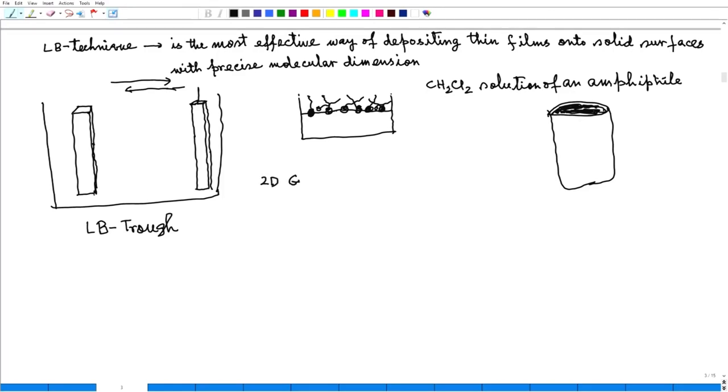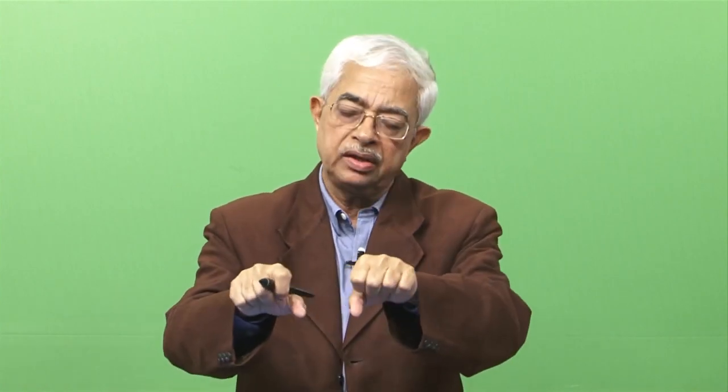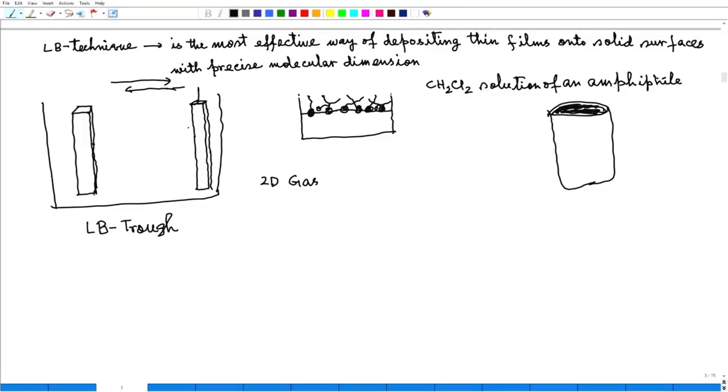2D gas. So what is a 2D gas? It is when the amphiphiles are well distributed, but they do not have an interaction between them. Why? Because one amphiphile's head is here, the other is there, they are far. They will interact only when they are very close. They will have repulsive interaction because both are hydrophilic, with similar charge. How do they become close? If I put my barrier towards this side, only a little bit is left. That means I am now shortening the area available to the amphiphiles. The barrier was here.